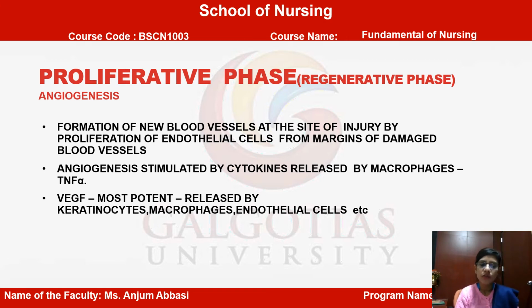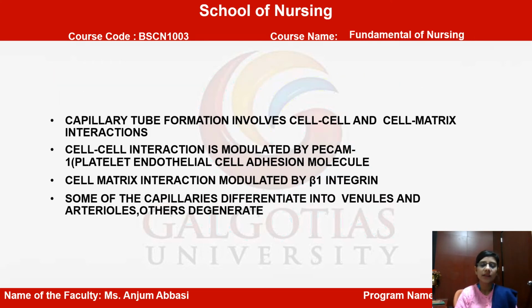Angiogenesis is the formation of new blood vessels at the site of injury by proliferation of endothelial cells from margins of damaged blood vessels. Angiogenesis is stimulated by the cytokines released by macrophages, such as TNF-alpha. VEGF is the most potent, which is released by keratinocytes, macrophages, endothelial cells, etc.